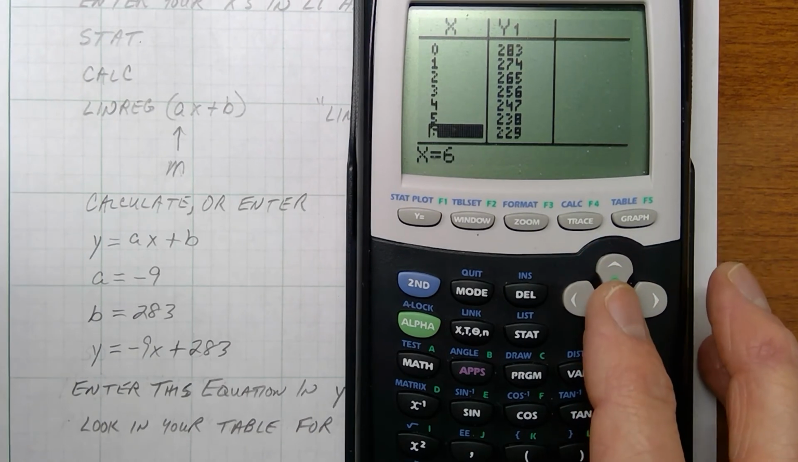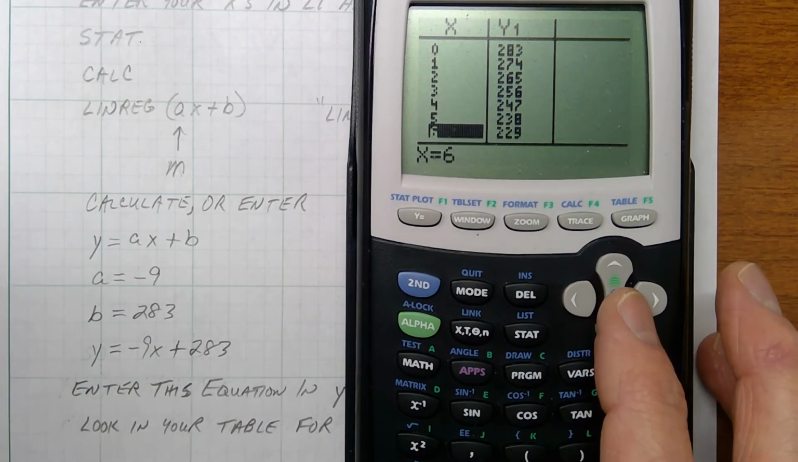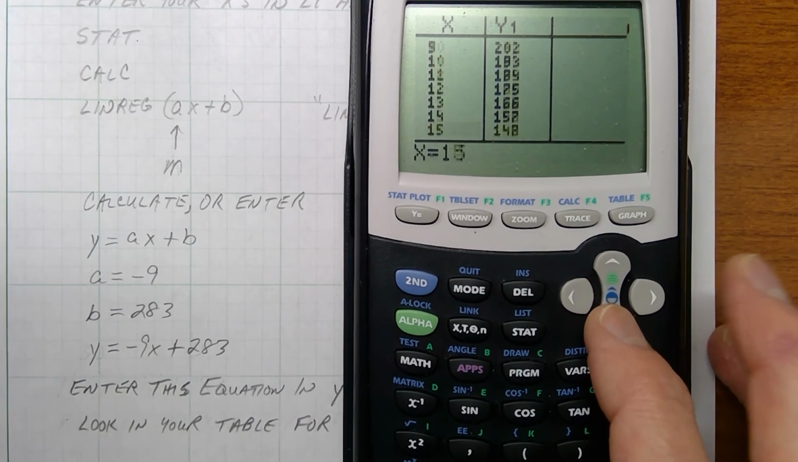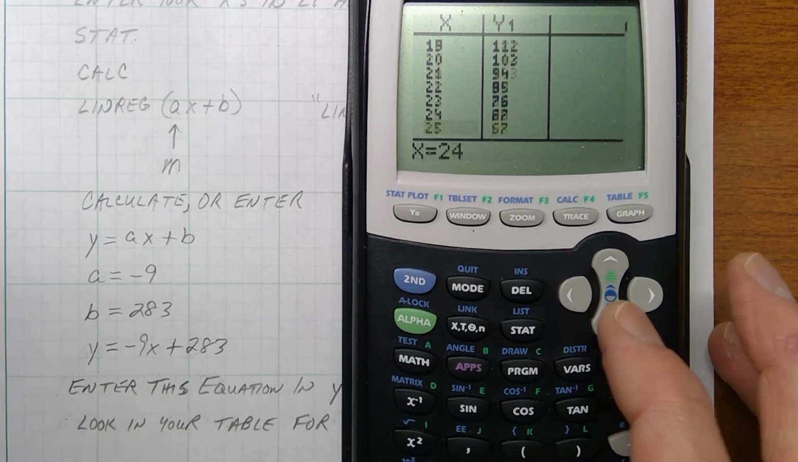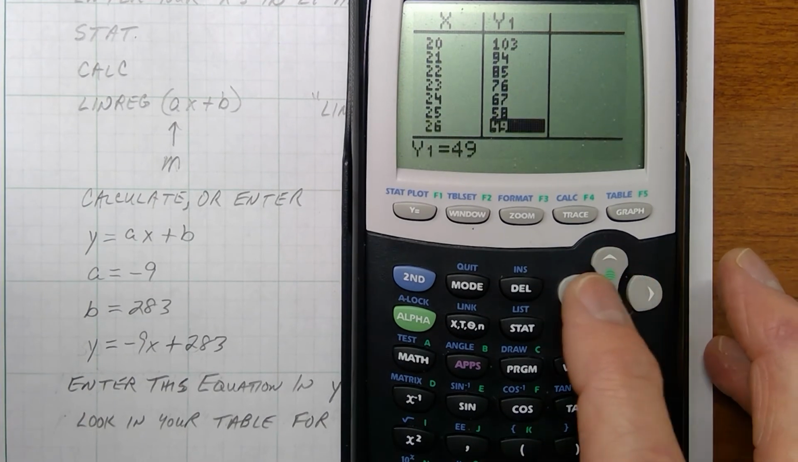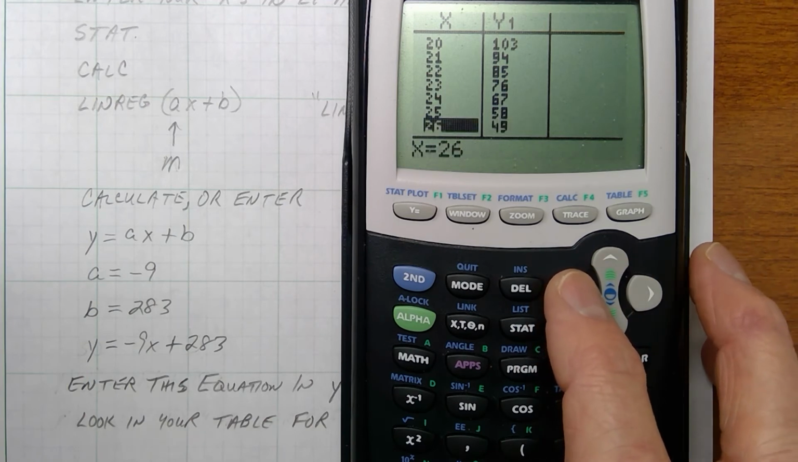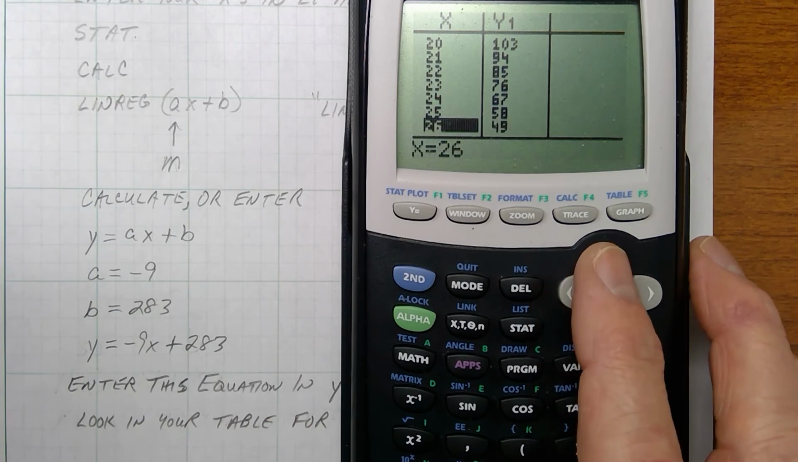And we asked, well, how many do we have? Hang on, I got to look. How many do I have in year 26? Well, we just scroll down to year 26. And there we have 49 students. We can expect to have only 49 students in year 26, which is the year 2040.